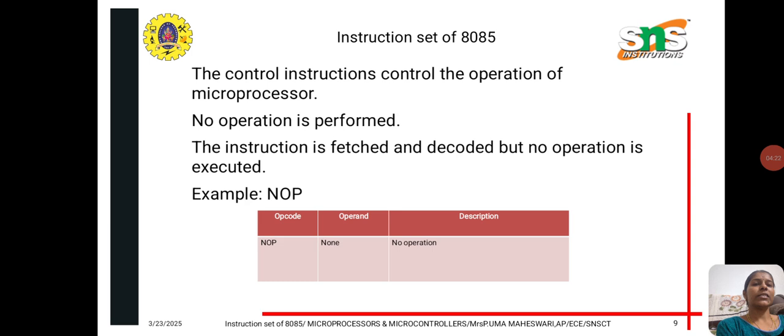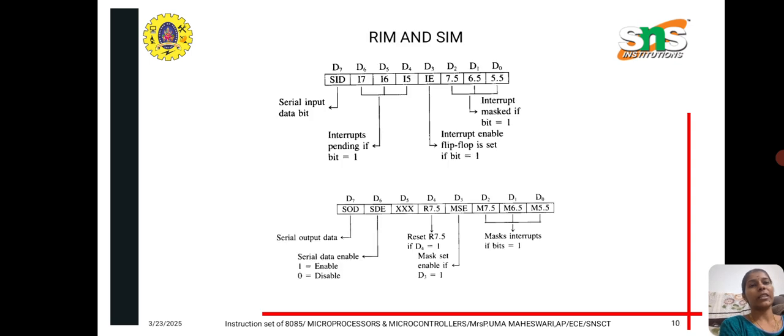The next group is the control instructions. They control the operation of the microprocessor. For NOP, no operation is performed. The instruction is fetched and decoded, but no operation is executed. The opcode is NOP, the operand is none, and the description is that no operation is done.